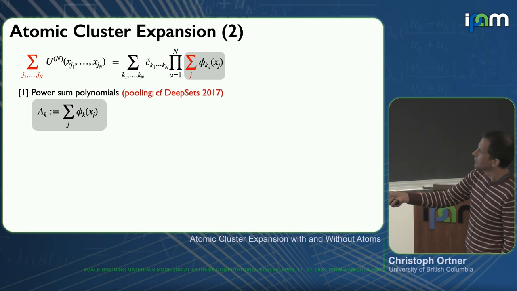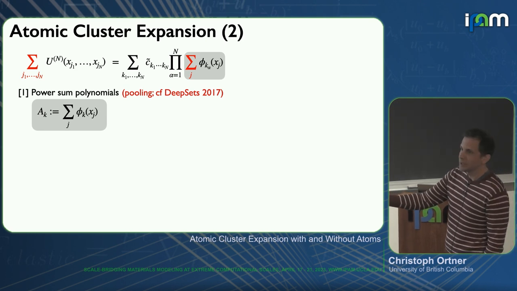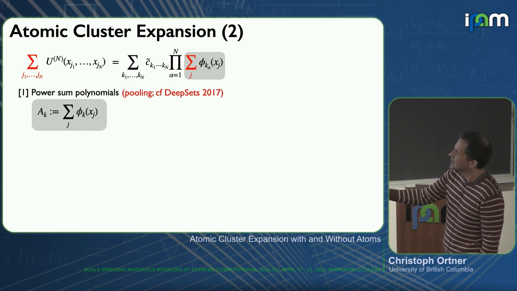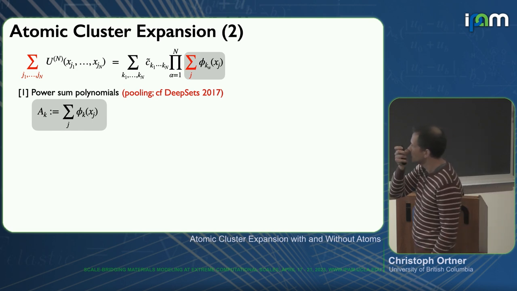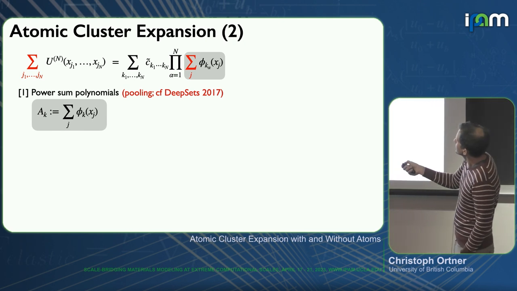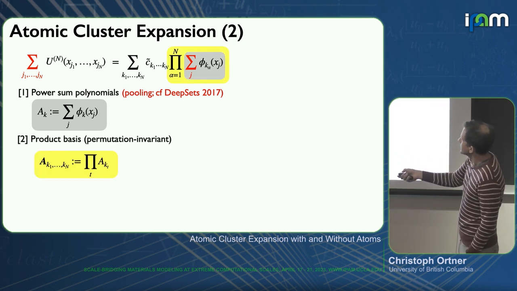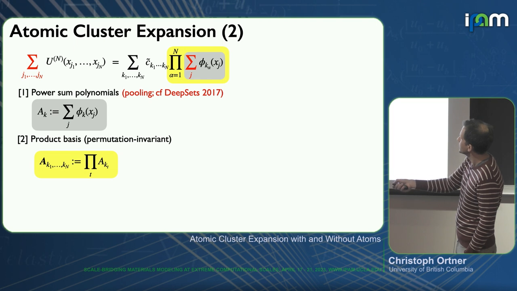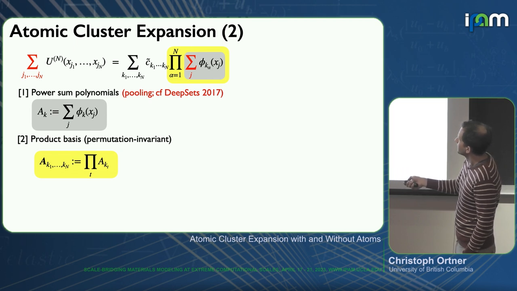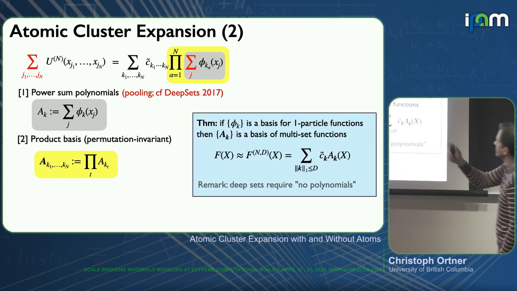If you're familiar with machine learning literature, you probably know this is essentially exactly one of the ideas that also goes into those architectures. Okay, so then you form the products. That's the second step. We call it the product basis or n-correlations. And again, it's a very simple operation here. And then finally, that comes next.